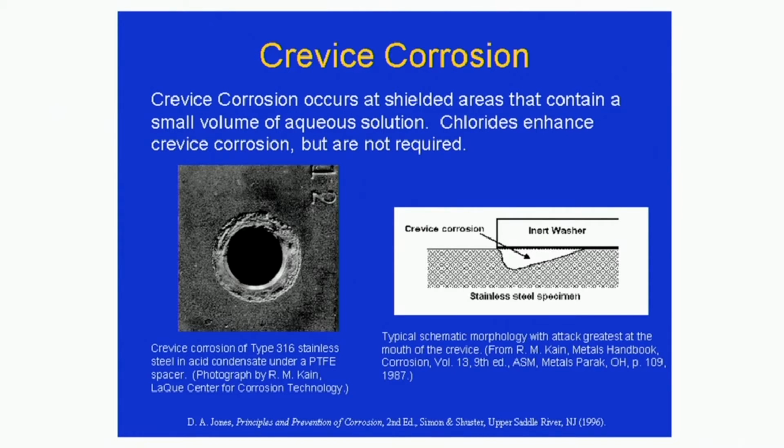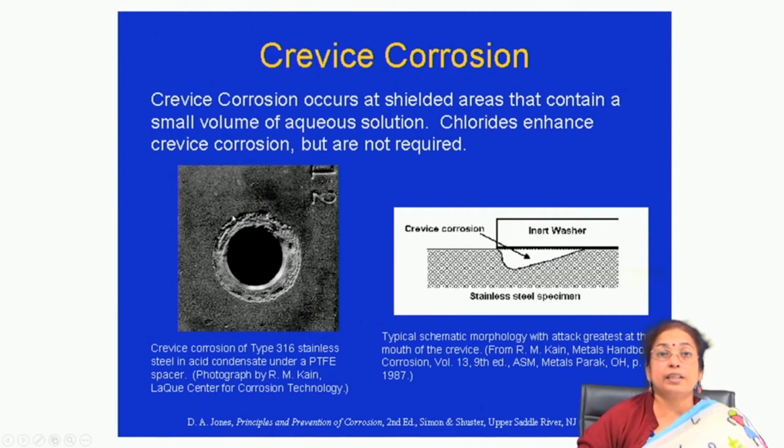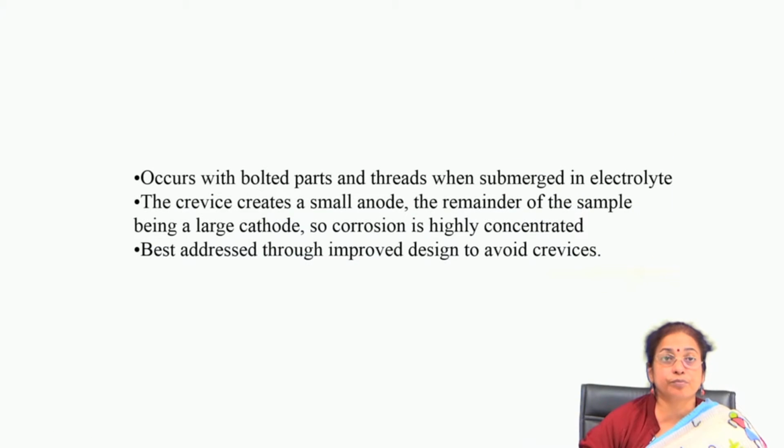So, the presence of chloride is dangerous, where crevice attack is the main form of corrosion in engineering practice. This crevice corrosion is observed not only in shielded areas, but also in any area where, for example, you have a washer that is loosely shielded. There also you will find a typical crevice corrosion problem. It occurs with bolted parts and threads when submerged in electrolyte.